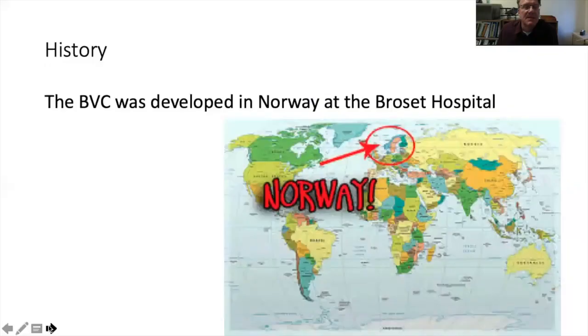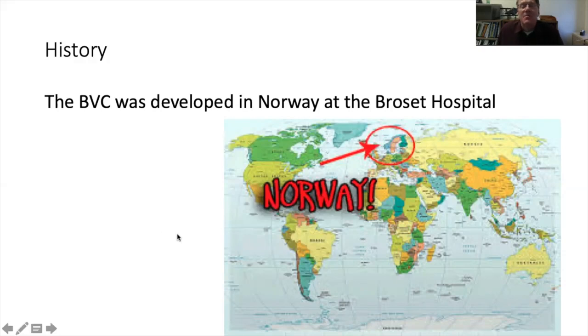This checklist was developed in Norway, and if you're like me, I didn't know exactly where Norway was, but there it is. If you can see my cursor, this is Russia, and so Norway's way up there. It's probably a pretty cold place.